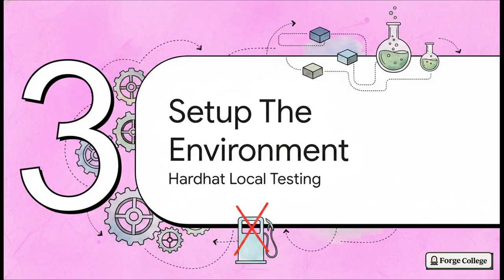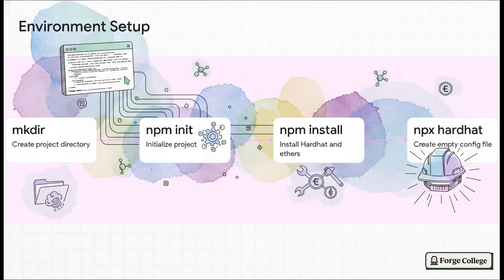All right, Section 3, setting up the environment. To test our theories, we obviously need a lab. By using a local network, we can measure gas deterministically without burning any real ETH, which is always nice. Let's build our testing foundation. Go ahead and open your terminal.